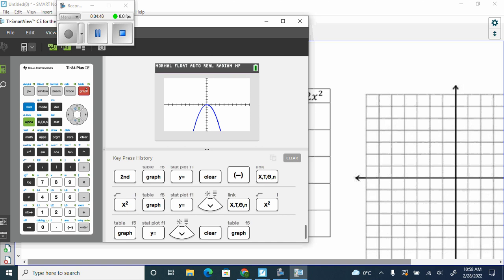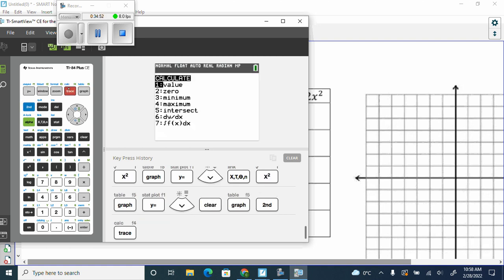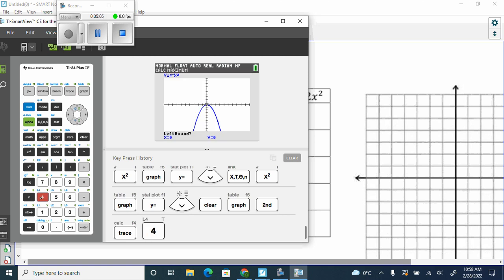Remember, finding the vertex is finding the max or the min, correct? In this case, what are we looking for? The maximum. So how do we find that? We're going to go second trace. And then what? You are right, but we're going to practice anyways. Second trace, 6. No. 4.